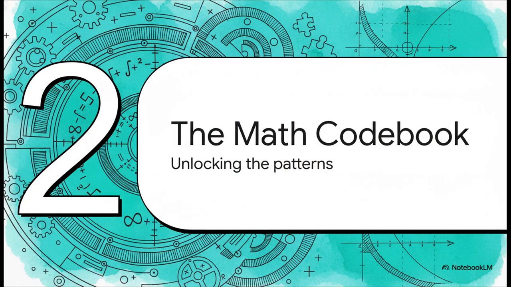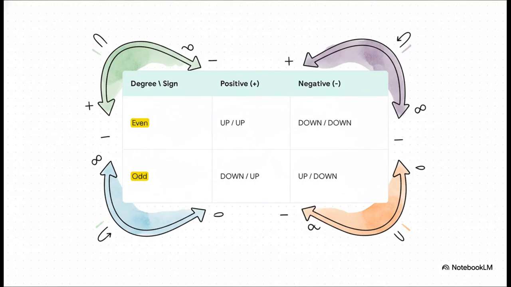Now for our second section, let's see how this all comes together with what I like to call the math codebook. Seriously, think of this as the secret decoder ring for every single polynomial graph you will ever see. It's the one tool you need to solve the entire puzzle. And here it is. This little grid is the heart of the whole thing. All you need are 2 little pieces of info from your polynomial. Its degree, that's just the highest exponent you see, and its leading coefficient, which is the number attached to that biggest term. That's it. Those 2 facts lock you into one of these 4 boxes, and that box tells you exactly where the graph's arms are going to point.